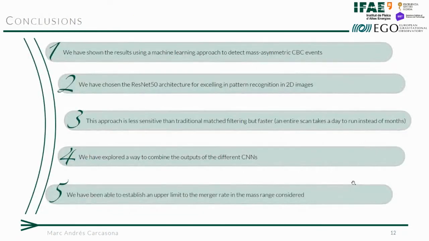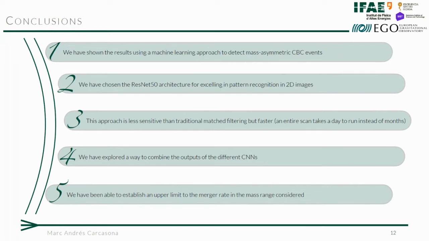And just as a conclusion, what we've shown here is that we have used a machine learning approach to detect these mass symmetric CBC events. We can do it, although unfortunately in the data there are none yet. Also, we have used this ResNet 50 architecture because it's very good for pattern recognition in images, and it performs well here. We have also seen that this approach is less sensitive, and therefore the merger rate limits that we've placed are lower. But it is much faster.